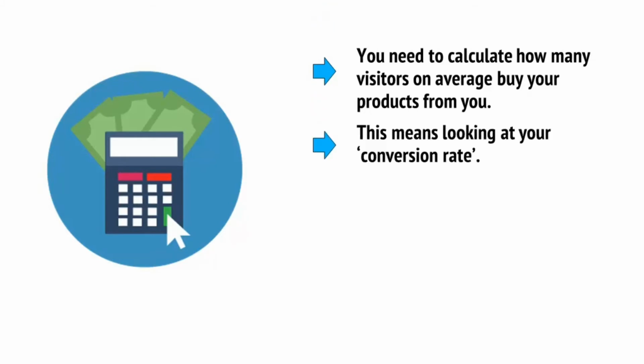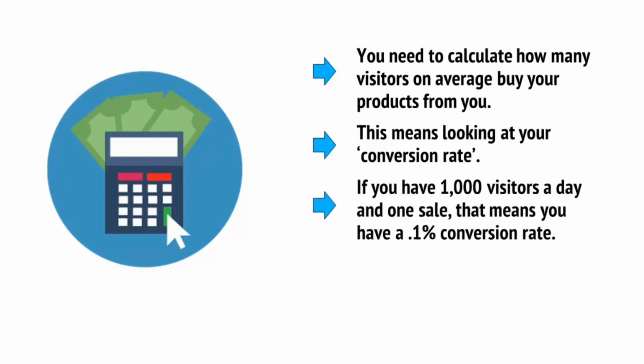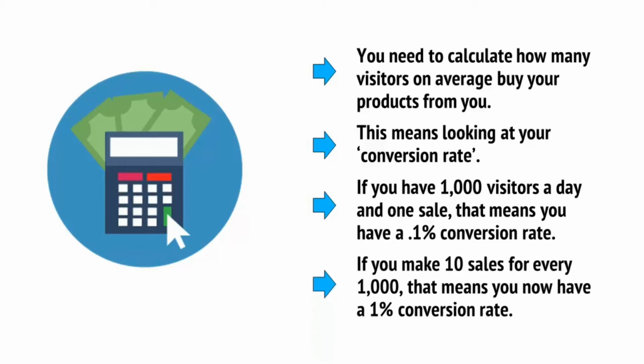This means looking at your conversion rate. If you have 1,000 visitors a day and one sale, then that means you have a 0.1% conversion rate. If you make 10 sales for every 1,000, then that means you now have a 1% conversion rate. This can tell you how much you're earning in a day.